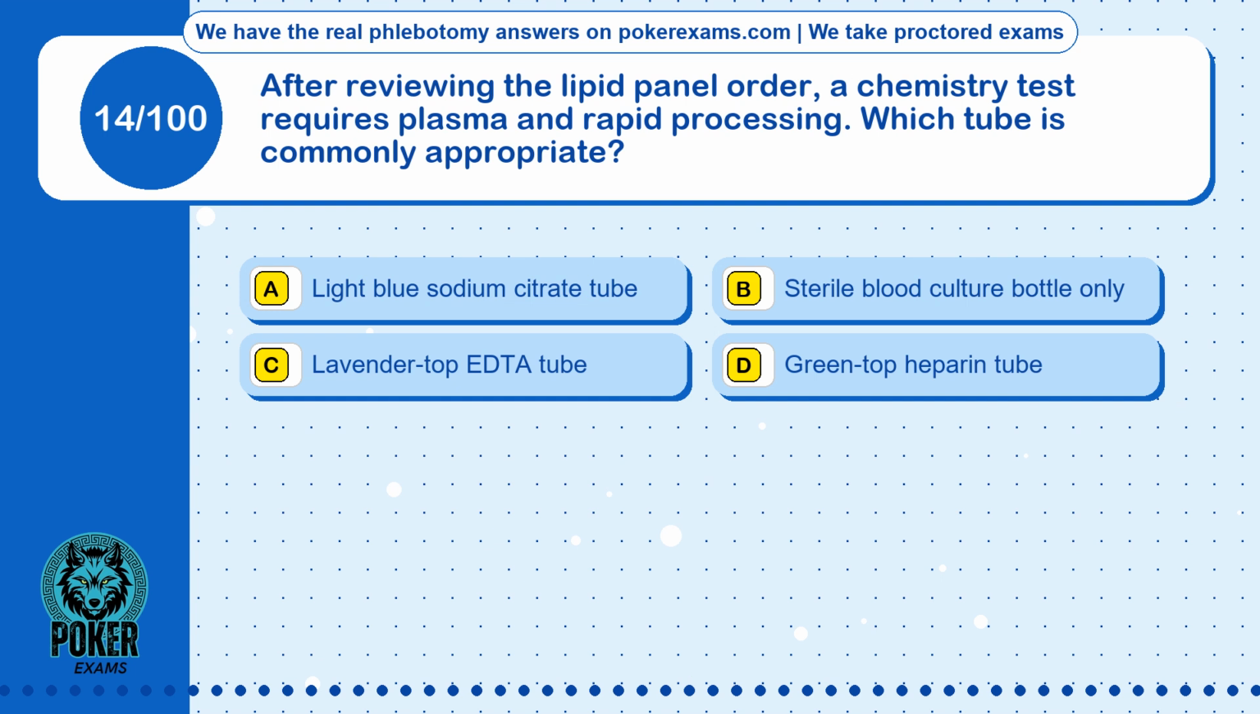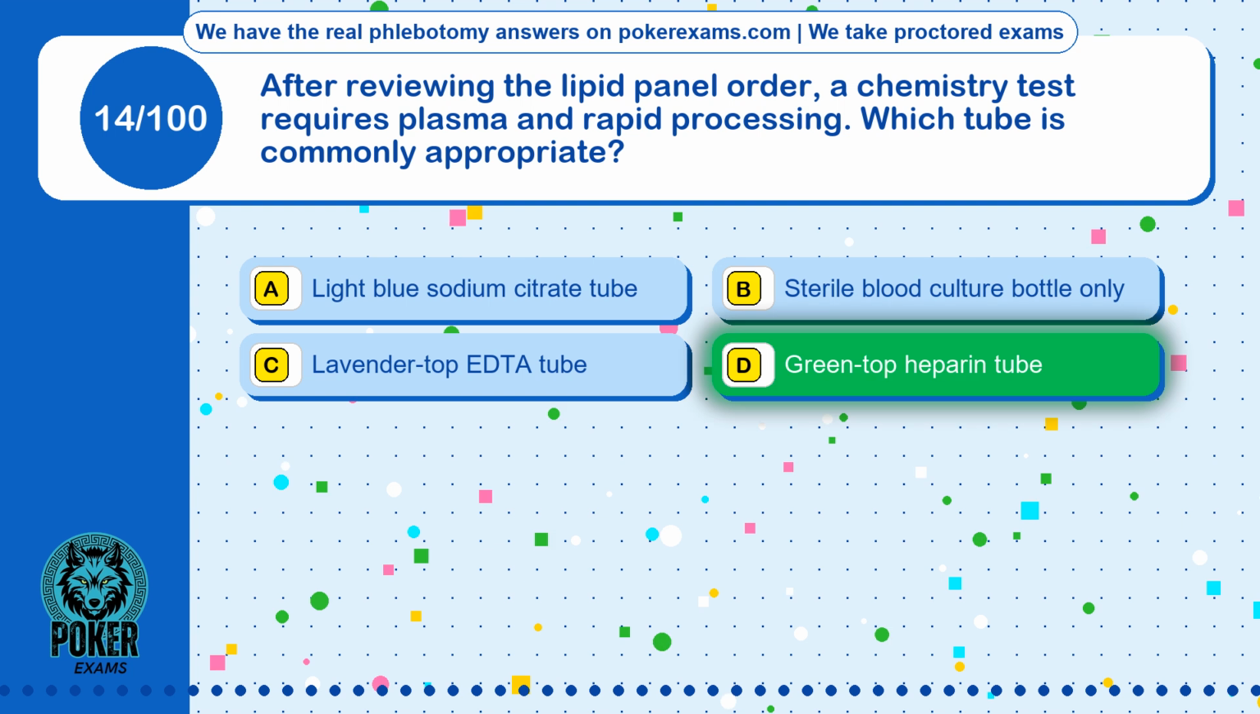Question 14. After reviewing the lipid panel order, a chemistry test requires plasma and rapid processing. Which tube is commonly appropriate? Option A, light blue sodium citrate tube. Option B, sterile blood culture bottle only. Option C, lavender top EDTA tube. Option D, green top heparin tube.